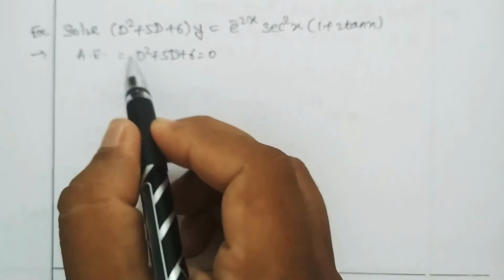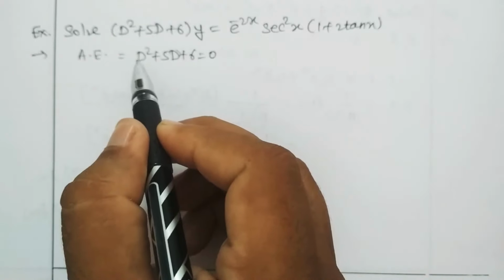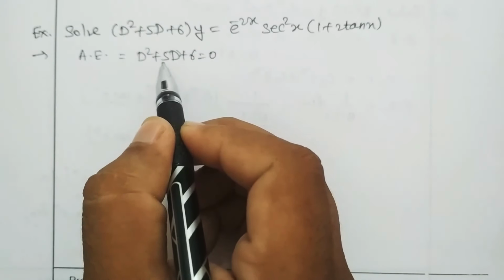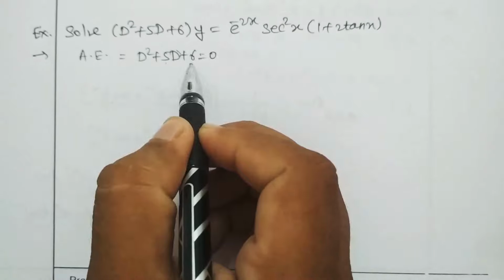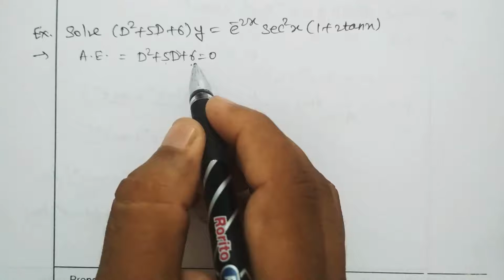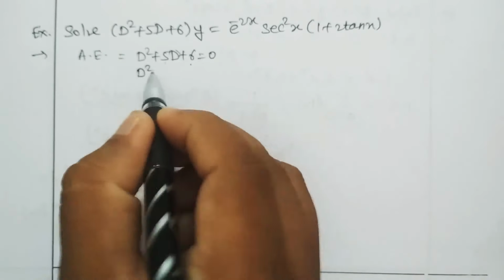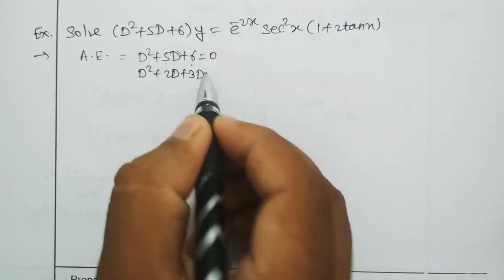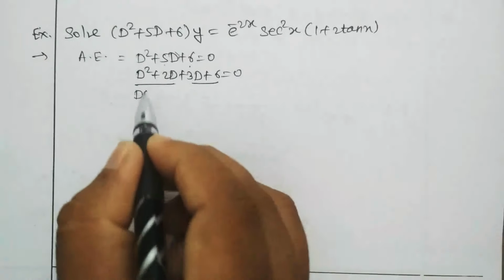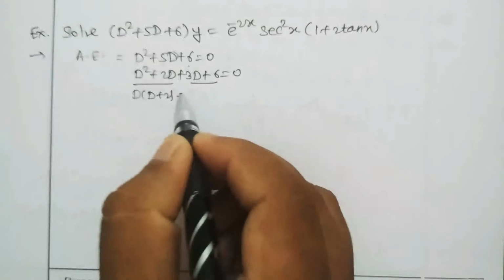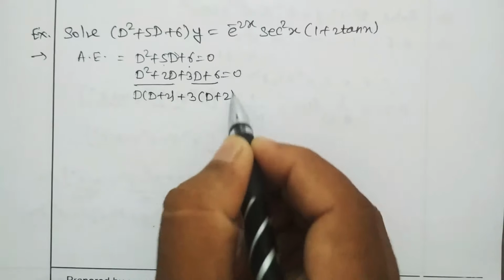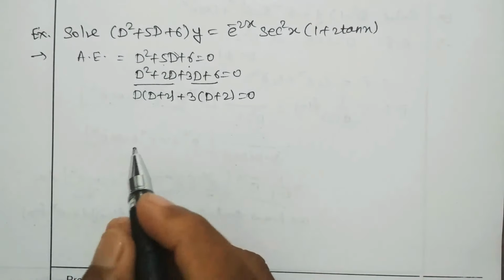So we need to calculate the roots of this quadratic equation. We know that there are two roots. To find the roots, we require two numbers whose addition is 5 and multiplication is 6. So these two numbers are 2 and 3. Their addition is 5 and multiplication is 6. So you can write this as D² + 2D + 3D + 6 = 0. Now from the first two terms we can take D common, so we get D + 2, and from the last two terms we can take 3 common, so we get D + 2 again, equals 0.